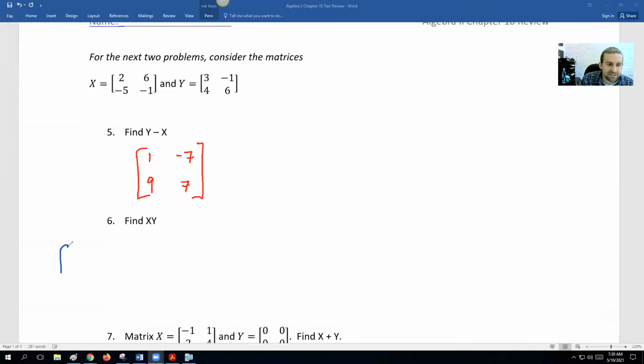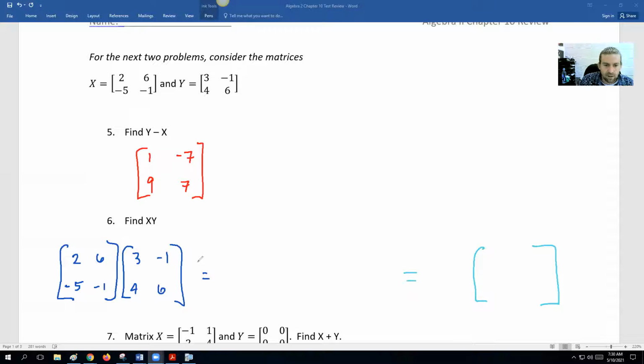All right, next problem, x times y. So that'd be 2, 6, negative 5, negative 1, and we're going to times it by 3, negative 1, 4, 6. When we do this, remember we do rows times column. We should get a 2 by 2 matrix in the end here. First we're going to do first row by first column. So 2 times 3 plus 6 times 4. 2 times 3 is 6, plus 6 times 4 is 24, 6 plus 24 is 30.